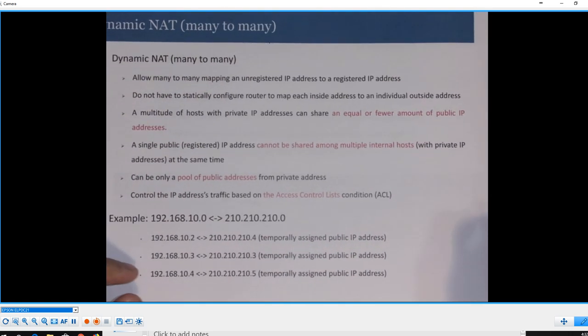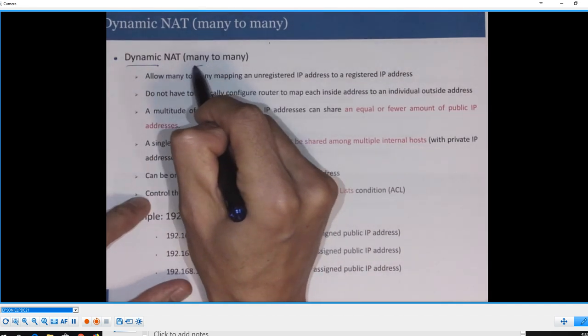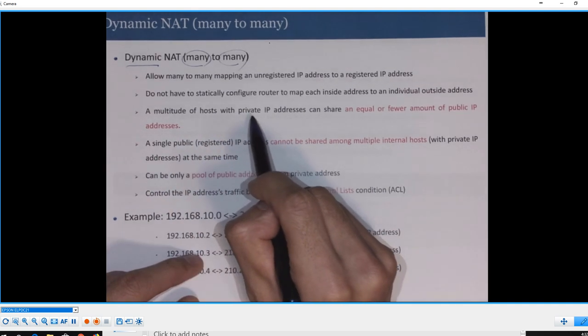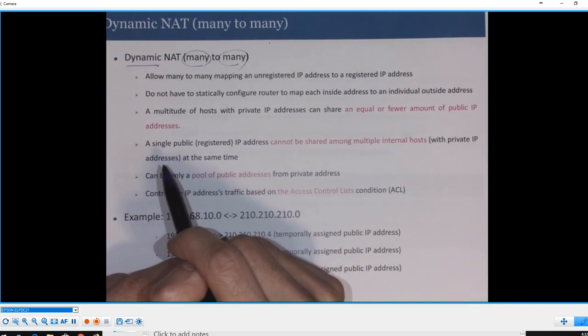Okay, so let me just read a couple of important points. The dynamic NAT is called many-to-many. And a multitude of hosts with a private IP address can share an equal or fewer number of public IP addresses.